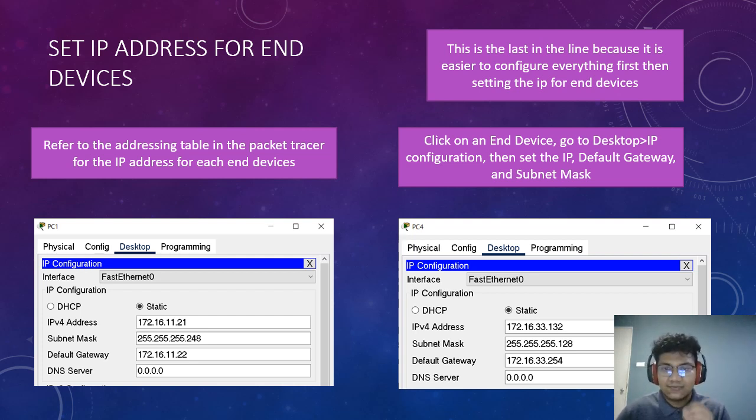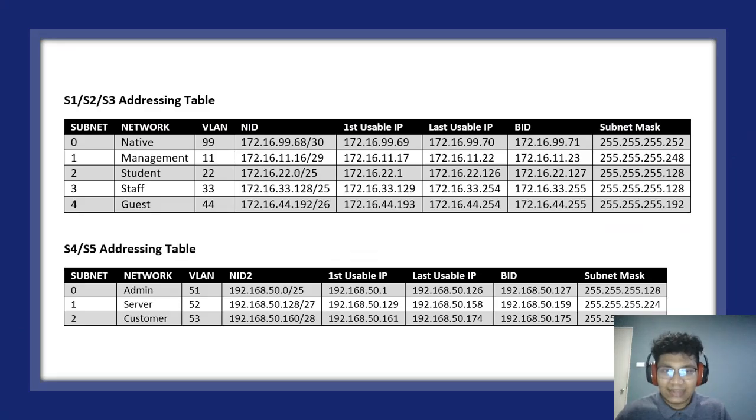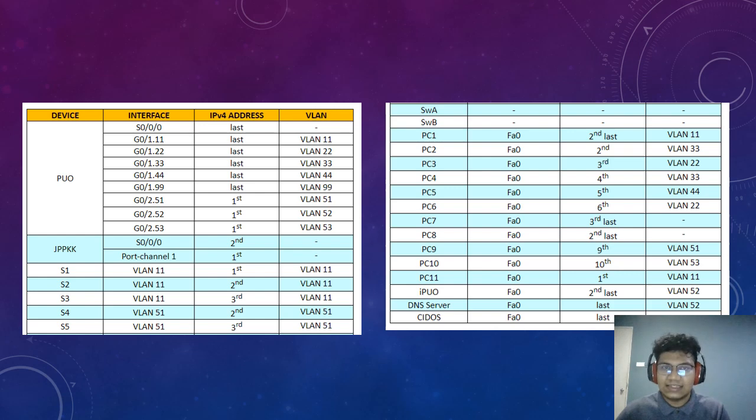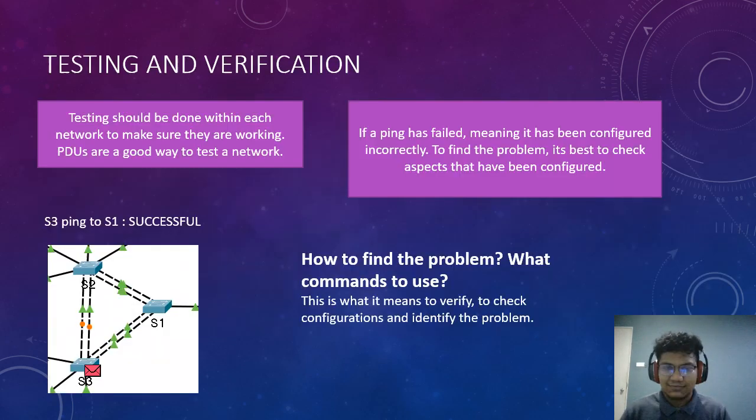And how do you set an IP for an end device? You just have to open an end device, go to the Desktop and IP Config, and set the IP, default gateway, and subnet mask. And this is the table I use to find the IP address. You can see here the VLANs. This is for easier reference, and the first usable IP to last usable IP. Next, this helps to determine what IP to set to the device.